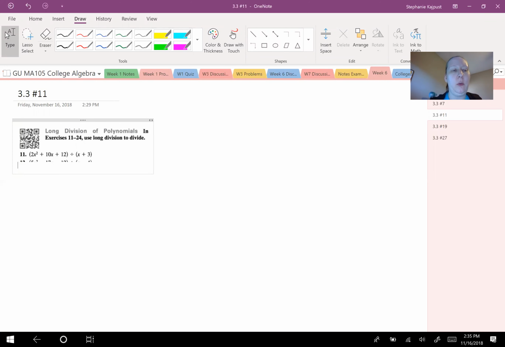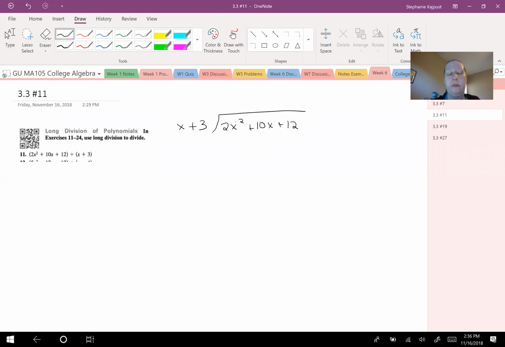Okay, so I've got 3.3, number 11, and we're using long division. So I am dividing 2x squared plus 10x plus 12 by x plus 3. Because I have an x squared, I need to make sure that I have terms for everything going down from x squared, x, and then having no x at all. And so I have 3 terms there, so I'm fine.